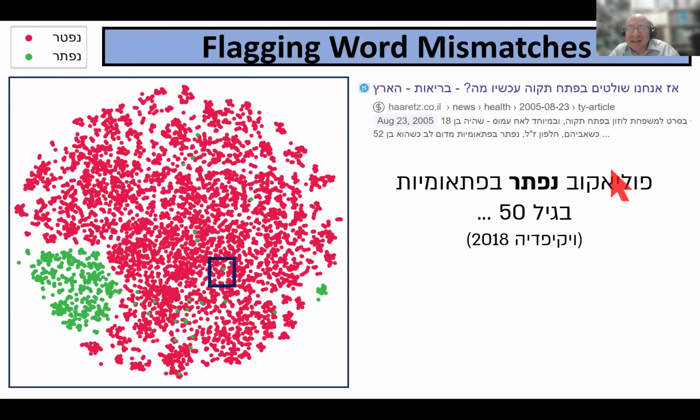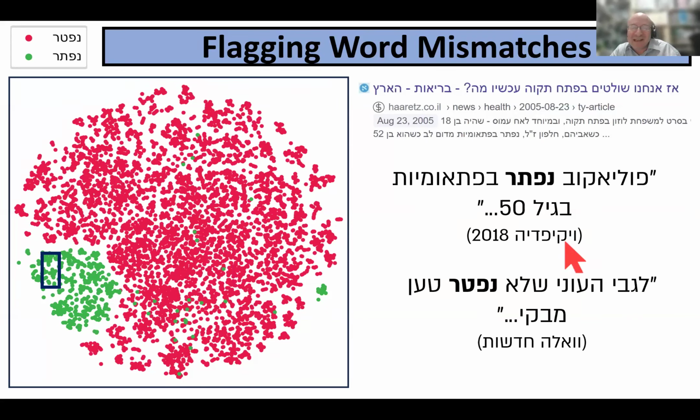They never fixed it. Or here's another one from Wikipedia, which said that this fellow died, also with a tuff, and this was actually fixed. Wikipedia gets updated, so that was fixed since I downloaded the corpus in 2018. And then we have the opposite case, a piece from Walla Chadashot, the news at Walla, about poverty that was not solved. They meant to say was not solved, but they said had not passed away.